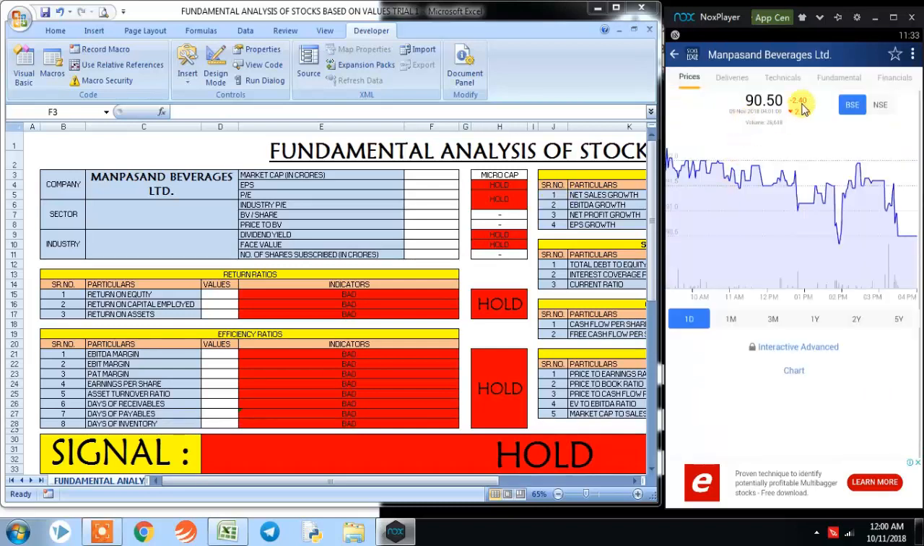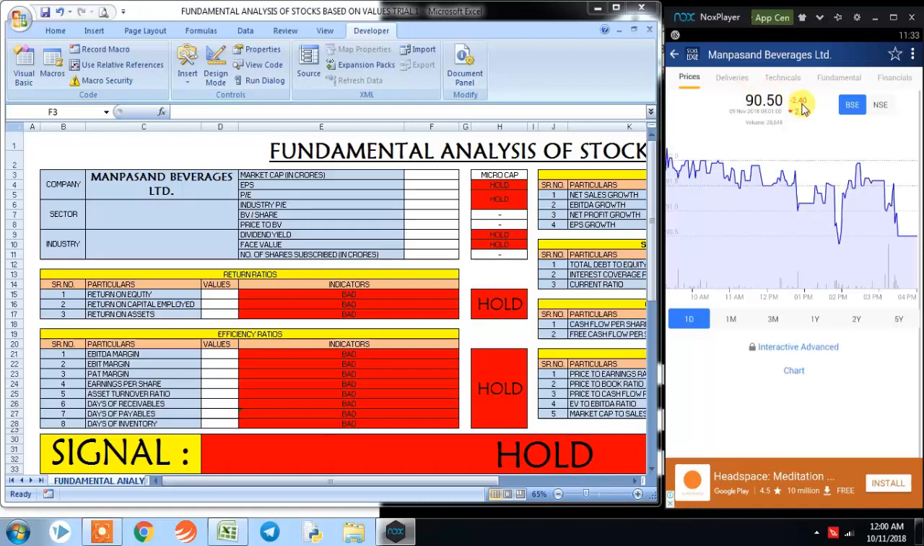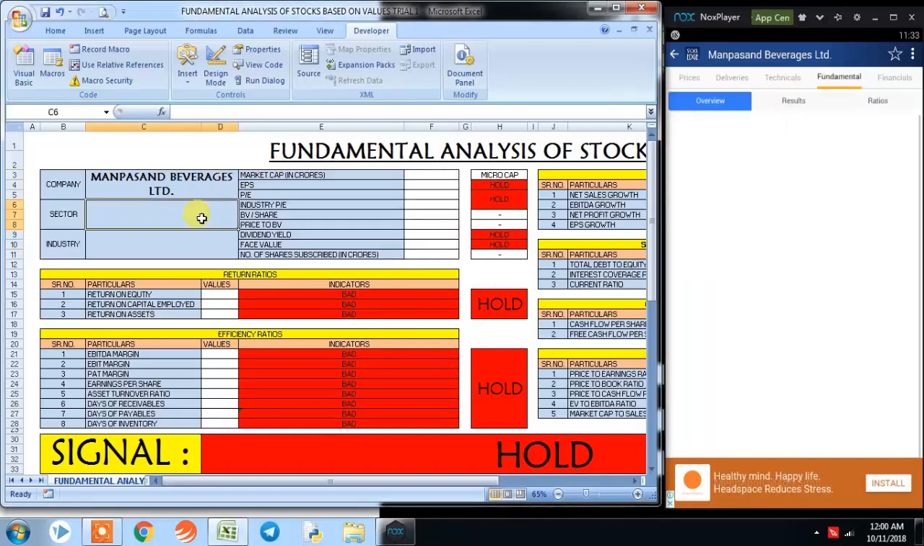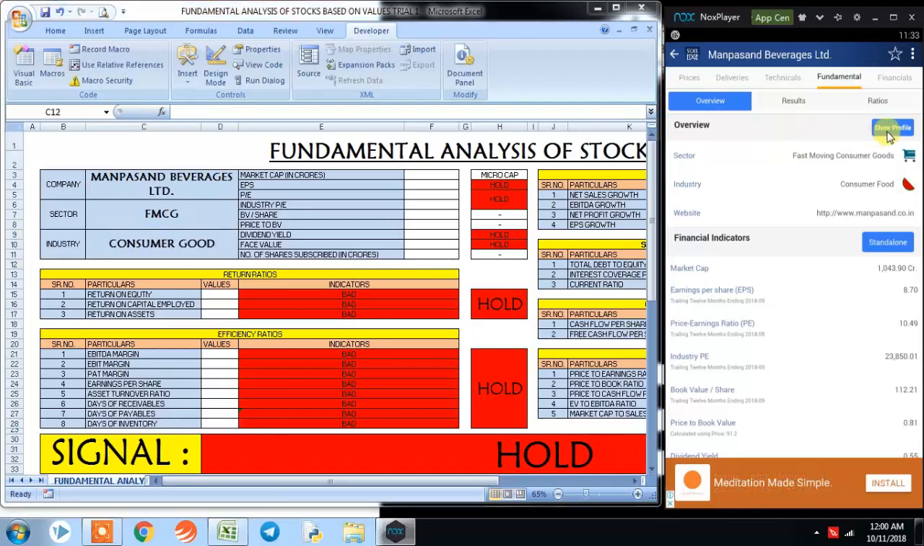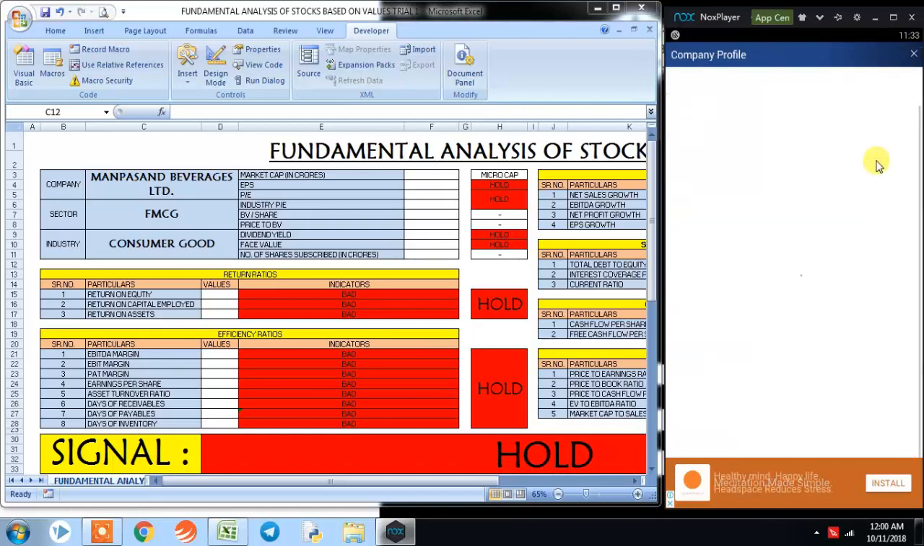We could see here the last traded price of MANPASAND Beverages Limited was 90 rupees 50 paise on 9th of November 2018. Now let's go to the fundamental tab and understand about the sector, industry and the company. Sector is FMCG and industry is consumer good. Now let's understand about the company. We click on the show profile tab.